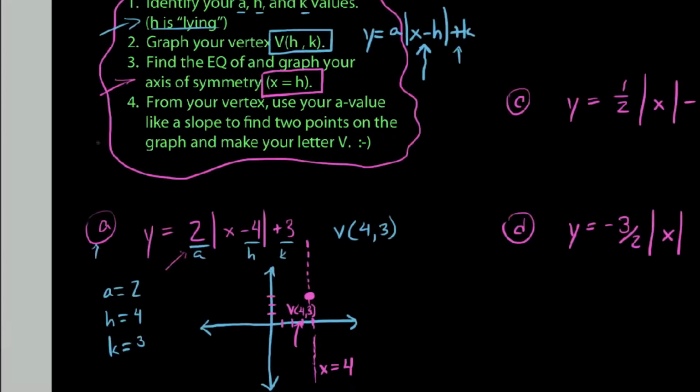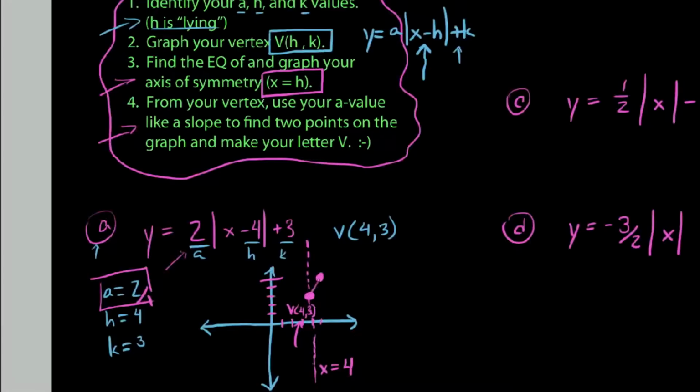In step 4, from our vertex, we're going to use our a value. In this case, a was 2. We're going to use our a value like a slope to find 2 points on the graph, and we're going to make our letter V. So a is 2, which is 2 over 1. When I say use it like a slope, that just means from our vertex, we go up 2, to a height of 5, and over 1 to the right. Up 2 over 1, this point's on my graph.